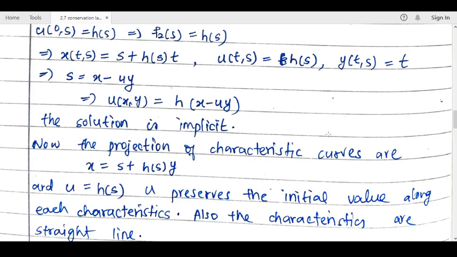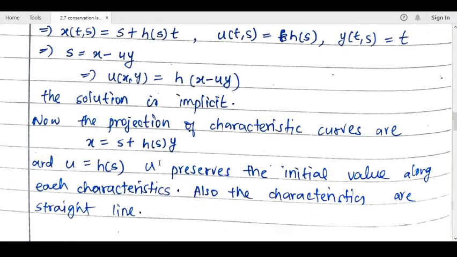Now to study the nature of the characteristic curves, we will see the projection. When you see the projection of the characteristic curves, what we are getting is y is t. So we have x is equal to s plus h of s y, and we have u equal to h of s. So this is a constant. It means that u preserves the initial value along the characteristics. And the characteristics are straight lines, because if you fix s, you can see that these are the equation of a straight line. So characteristics are straight lines and u is a function of these straight lines.